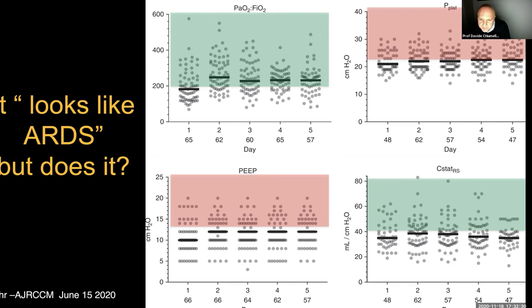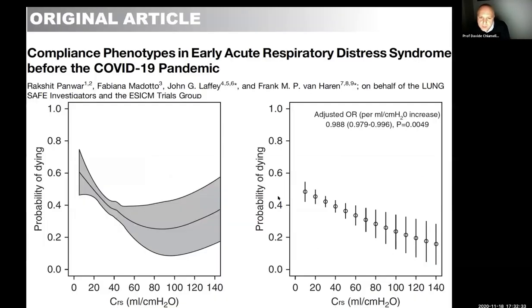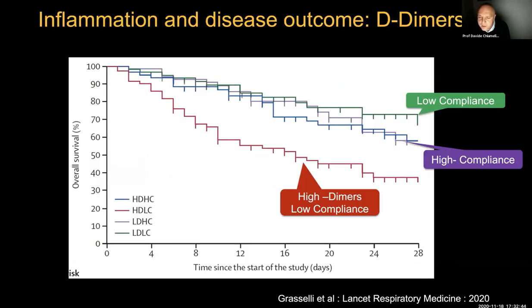Again, this is the LUNG SAFE. You can see one thing, that the probability of dying decreases with increase in lung compliance. So this is a normal ARDS. But that's not the case in COVID-19. You can see, again, going back to the Grasselli paper, they found no difference in survival between high compliance and low compliance. It's only when inflammation goes into the mix that we find the differences. So again, although it looks similar, it's not similar.